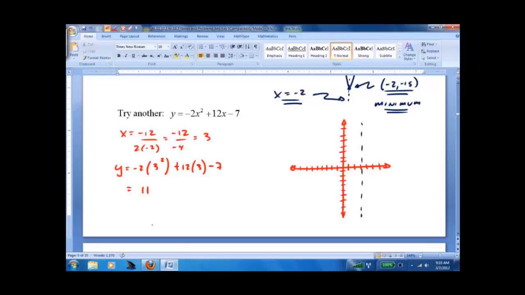I get 11. So it's up here a little ways. Call it right about there. Just I want to keep life simple. It's my vertex. It's at 3, 11. I haven't graphed anything yet, so let's see how it goes. Hits at -7. Interesting.